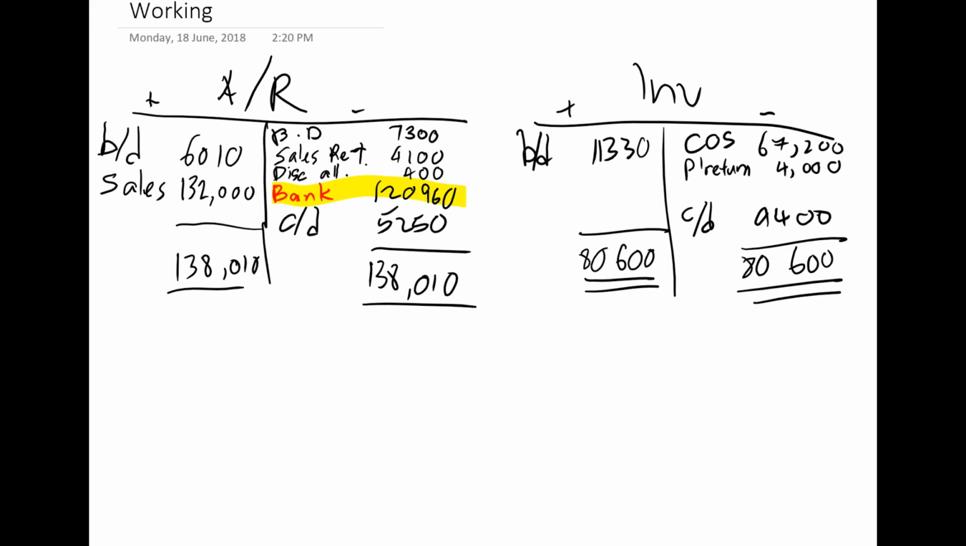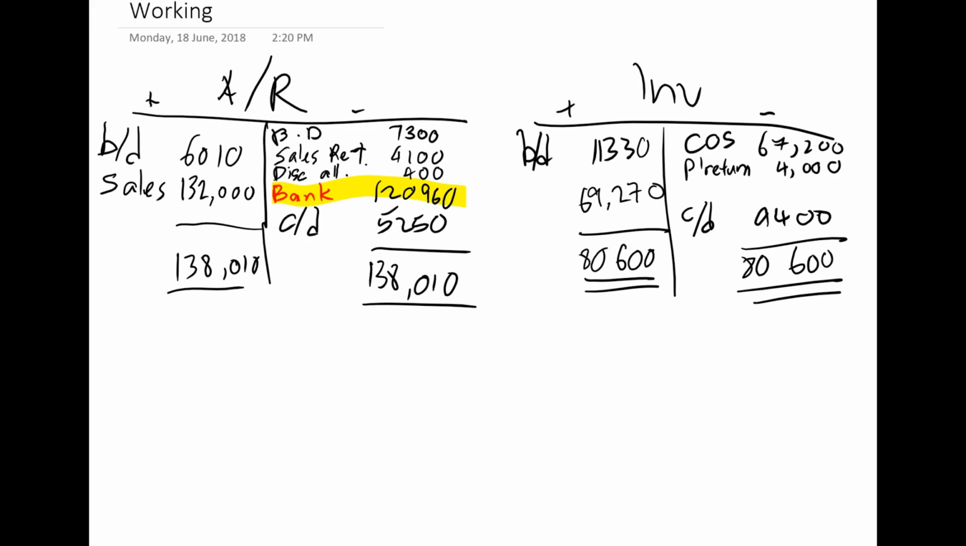Once you find the total figure on your debit side, you need to find the remaining balance, which is 80,600 minus 11,330, which equals 69,270. This means that during that financial year, your company bought 69,270 worth of inventory.